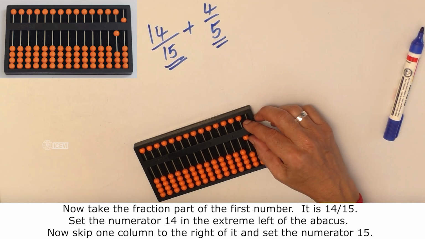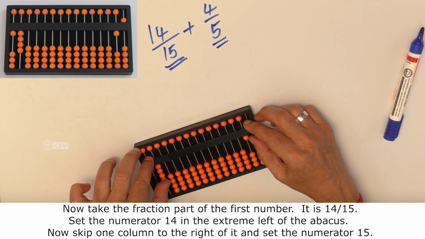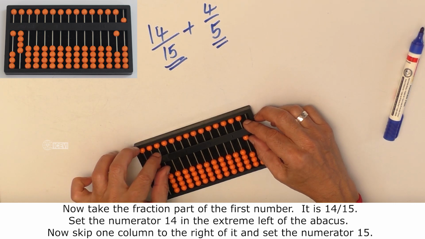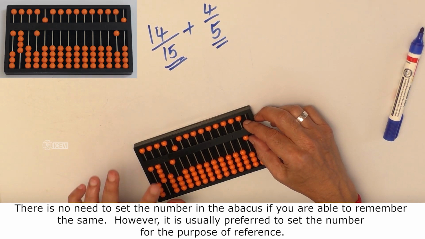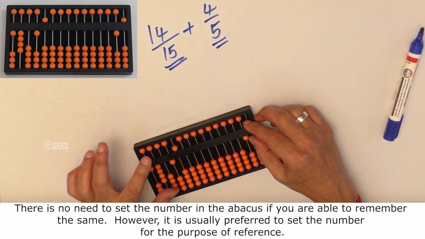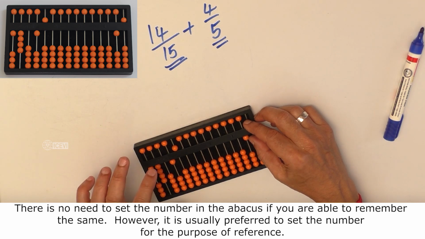Now take the fraction part of the first number. It is 14 by 15. Set the numerator 14 in the extreme left of the abacus. Now skip one column to the right of it and set the denominator 15. There is no need to set the number in the abacus if we are able to remember the same. However, it is usually preferred to set the number for the purpose of reference.